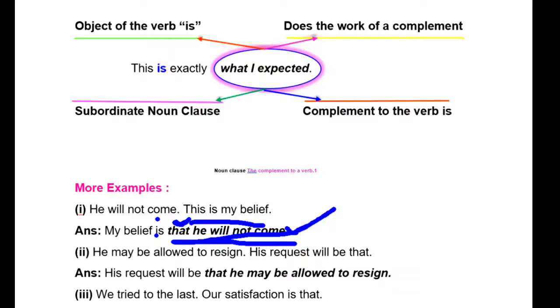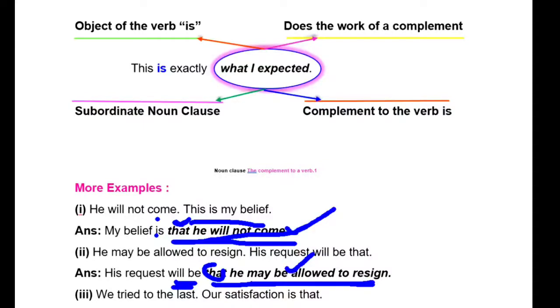Similarly, his request will be that we may be allowed to resign. Will be is the verb and its object is "that we may be allowed to resign." This subordinate clause has been introduced by that, so it is a noun clause, and we can say that this is also an object of the verb will be, so this is a noun clause complement to the verb.